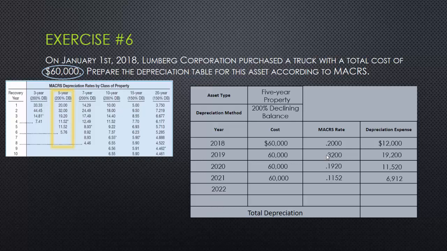In 2022, $60,000 cost, it's once again 11.52%, meaning we're going to record another $6,912 worth of depreciation. And in 2023, we are going to take that $60,000 cost and multiply it by what the table tells us is 5.76%. So 0.0576, multiply that out. In the last year, we're going to depreciate by $3,456. And when we add up all of our depreciation expenses, it totals $60,000, which was our historical cost.